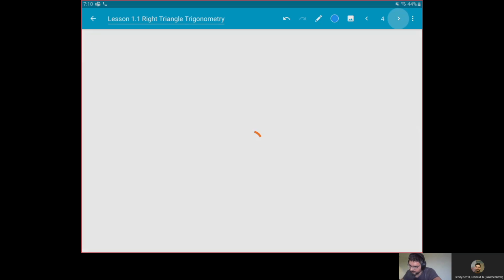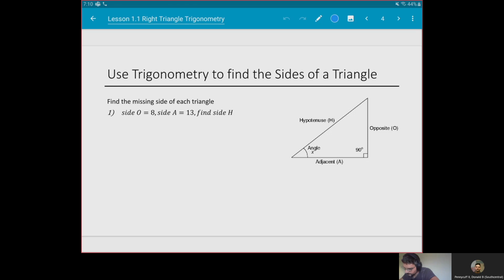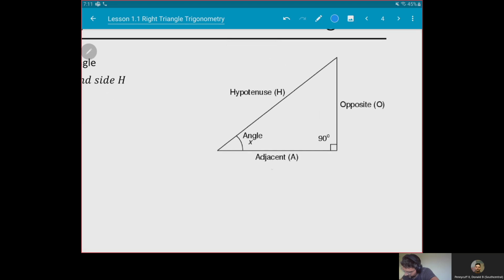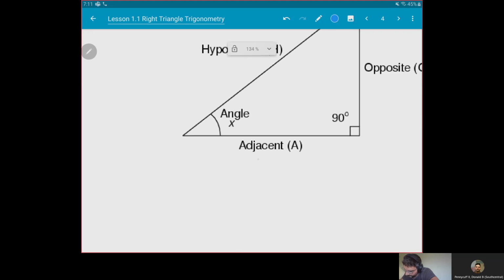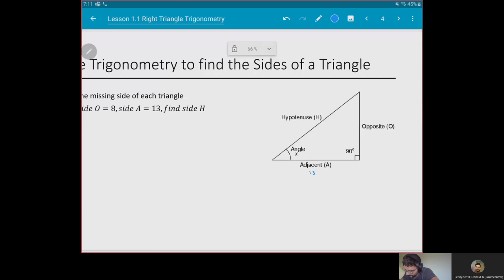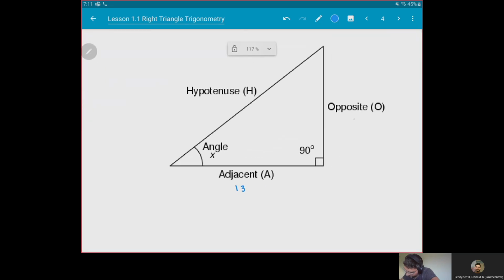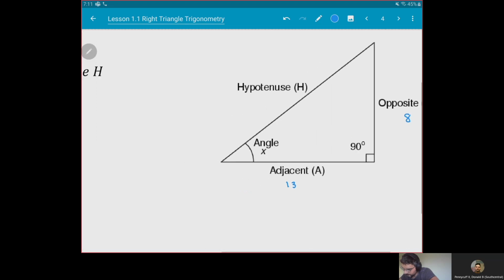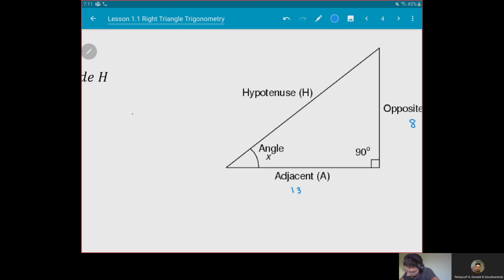All right, so let's look at something like this right here. I know that A is 13. Let me write it a little bit better. In case you are writing on a tablet and you want to write smoother, the more you zoom in, the smoother you'll write. Okay, so A is 13 and O is 8, and we want to find the hypotenuse. So all I'm going to do is use the Pythagorean theorem. Remember, that's going to be A squared plus O squared is equal to H squared.